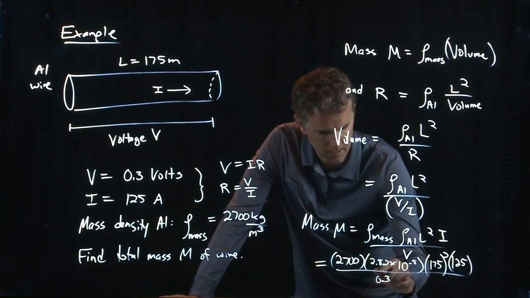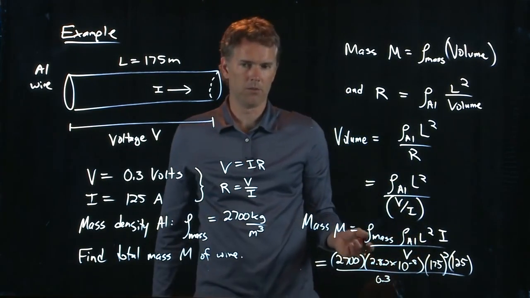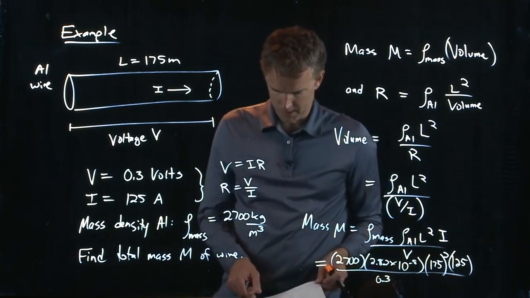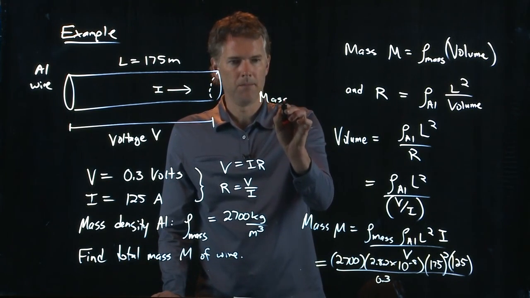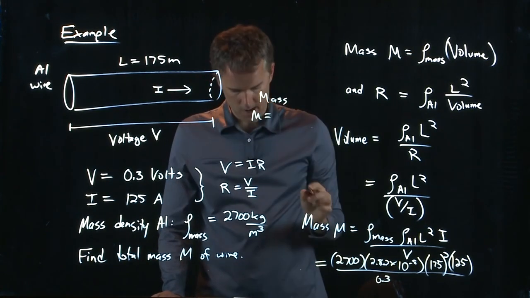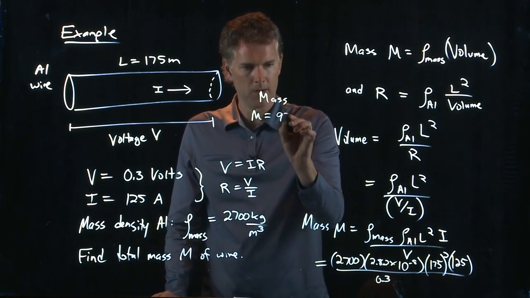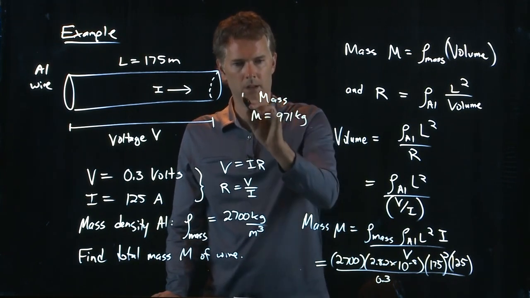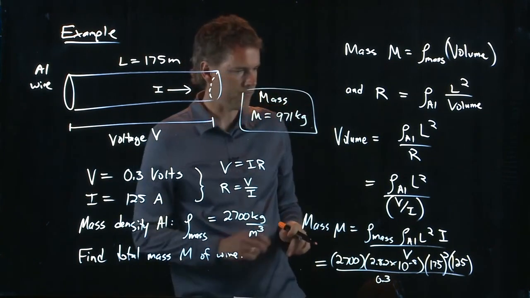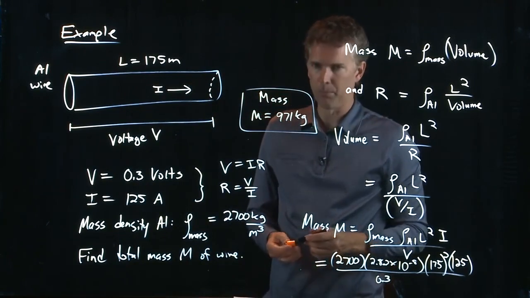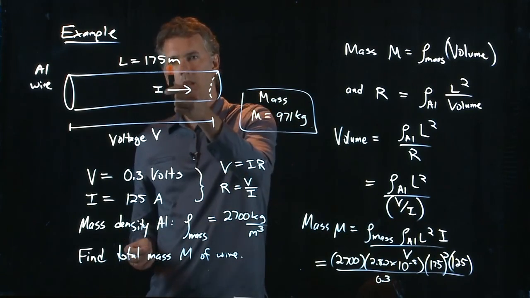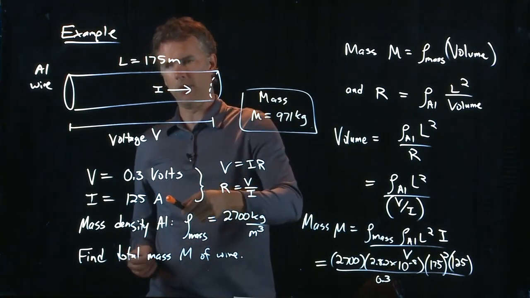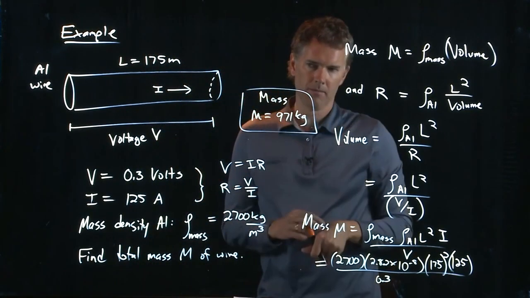Okay. And if you punch in all those numbers in your calculator, you can double check me, but I got a mass M for that wire of 971 kilograms. Okay, which is a pretty big wire, right? It's almost a metric ton, but it's long and it's carrying a lot of current, which means it's going to have to be quite thick.